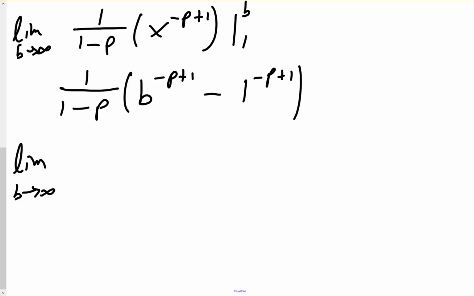Okay, so next, now notice here the 1 to the negative p plus 1. This is important to know because 1 to any power is going to give us 1, because 1 times 1 times 1. So we can just simplify that part and leave it as a 1. So we have 1 over 1 minus p and then this will be b to the negative p plus 1, minus 1.